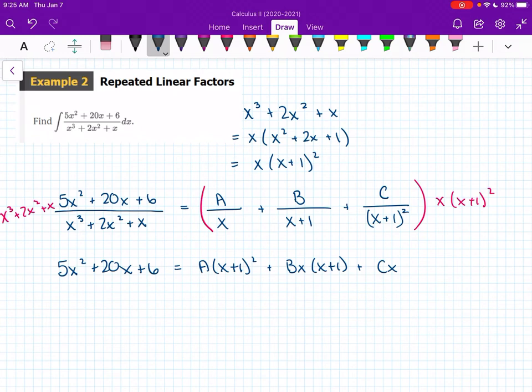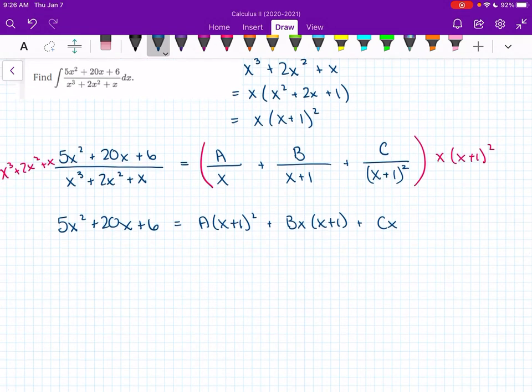All right, and so now what we're going to do is something we call a basic equation. We're going to let x equal values, because we know that no matter what x is, both of these sides have to be the same thing. So I can pick values for x and then make this equation simpler and help me solve for a, b, and c.